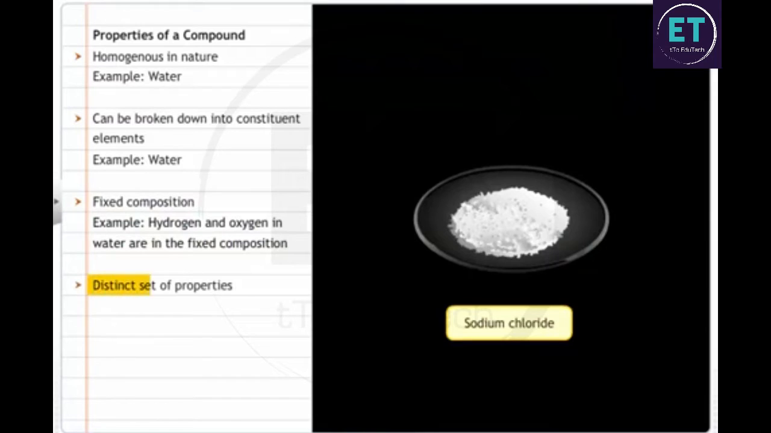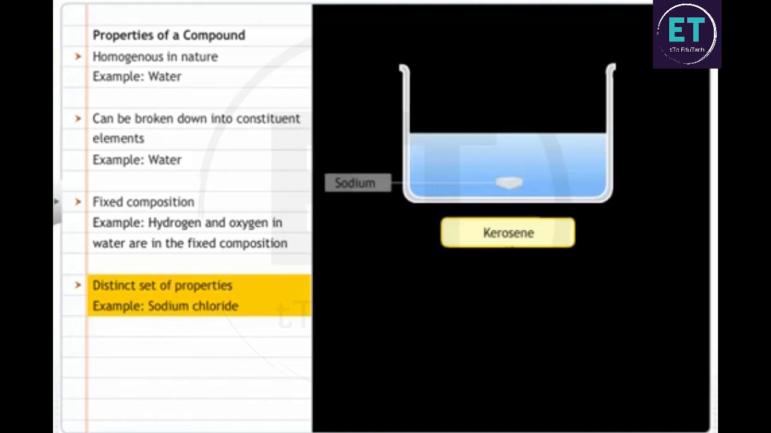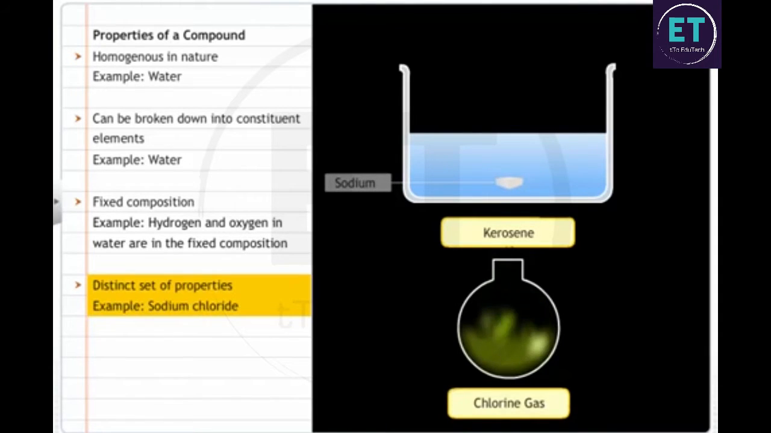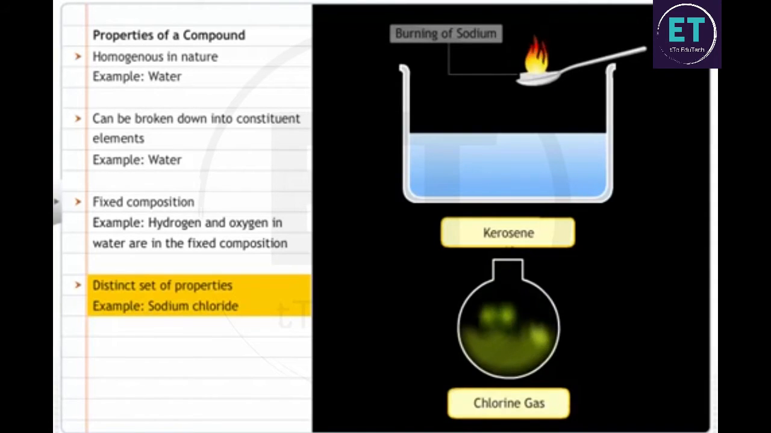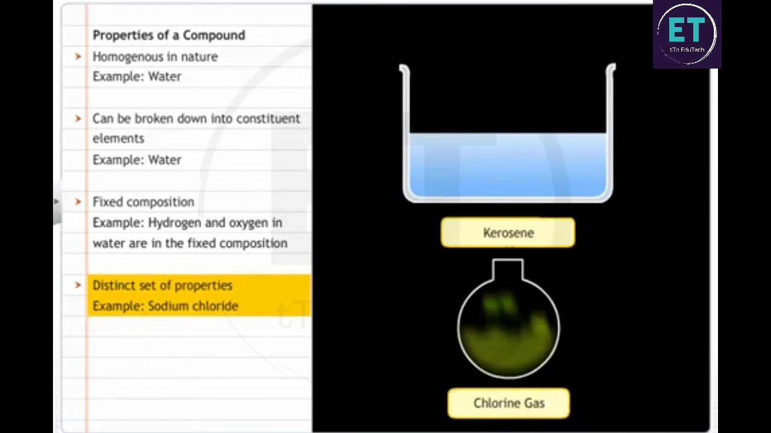A compound has a distinct set of properties which is not similar to the properties of its constituent elements. For example, sodium chloride, table salt, is a harmless substance which is a white crystalline solid. On the other hand, its constituents, sodium, is a grayish-white solid, and chlorine is a greenish-yellow gas that are potentially dangerous. Sodium is a highly reactive metal which catches fire when exposed to air, and chlorine is highly poisonous. From this we can say that compounds exhibit a distinct set of properties.